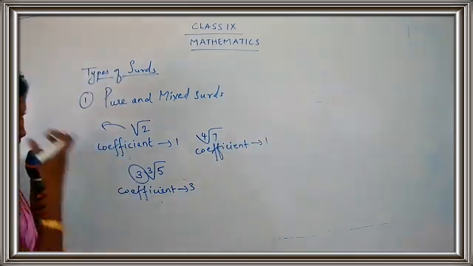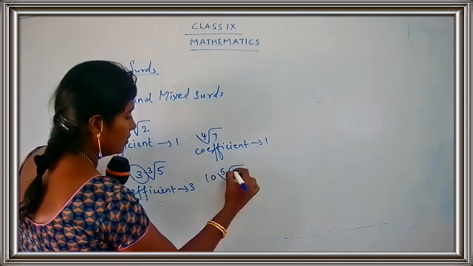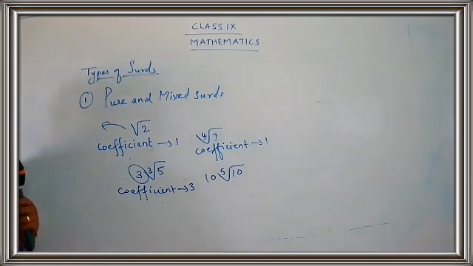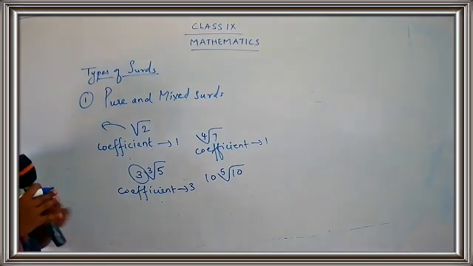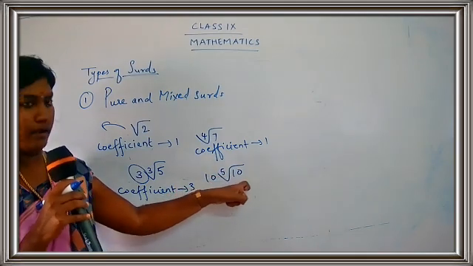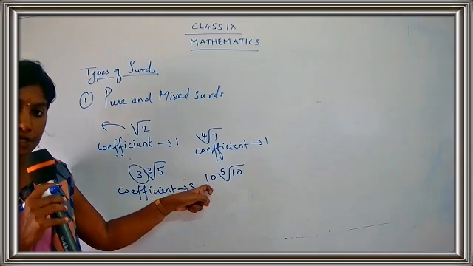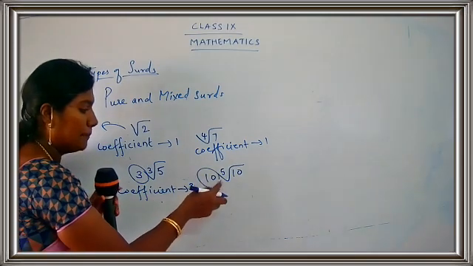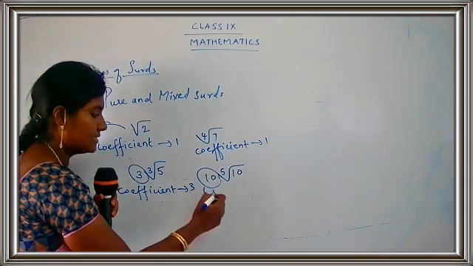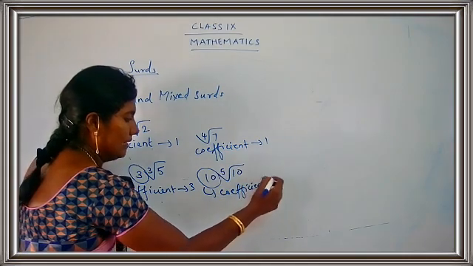I'll give you one more example. Okay, let me take 10 fifth root of 10. How to read this number, children? 10 into fifth root of 10. Fifth root of 10. So what is the coefficient? The coefficient is 10. You have a number present before the surd. Yes, that's 10. So coefficient is 10.